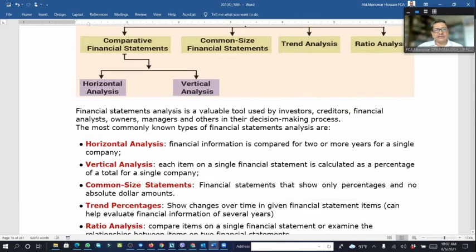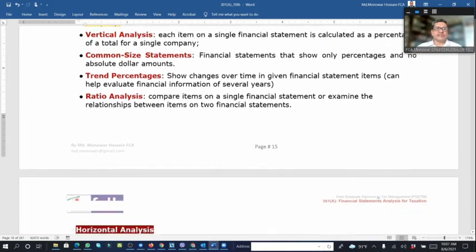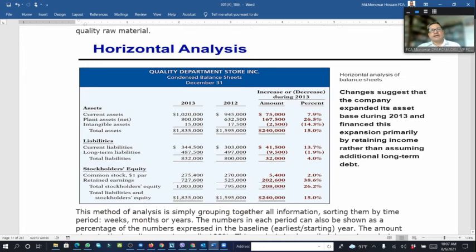What is the main feature? Horizontal analysis. What is this? This is where financial information is compared for 2 or more years for a single company. One single company, financial information compared for 2 or more years. If we see here, for example, 2 years of financial data.